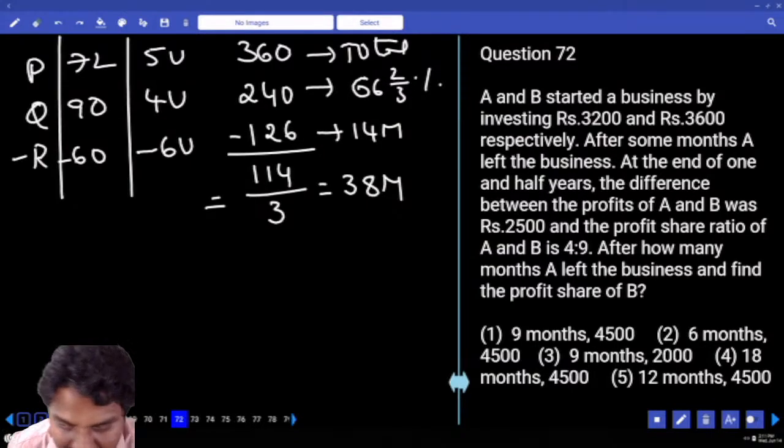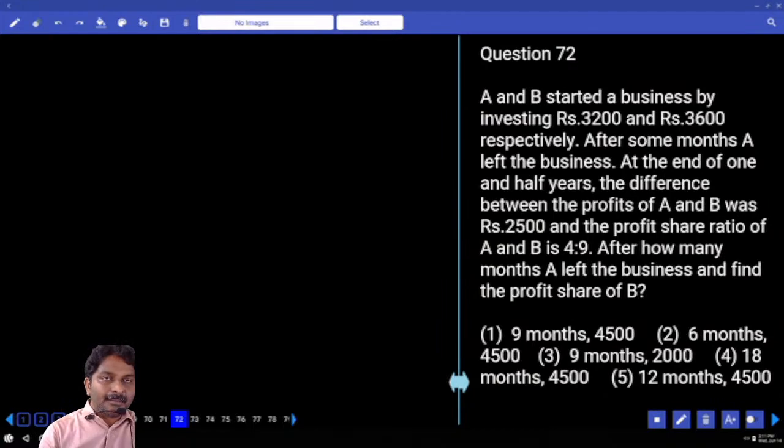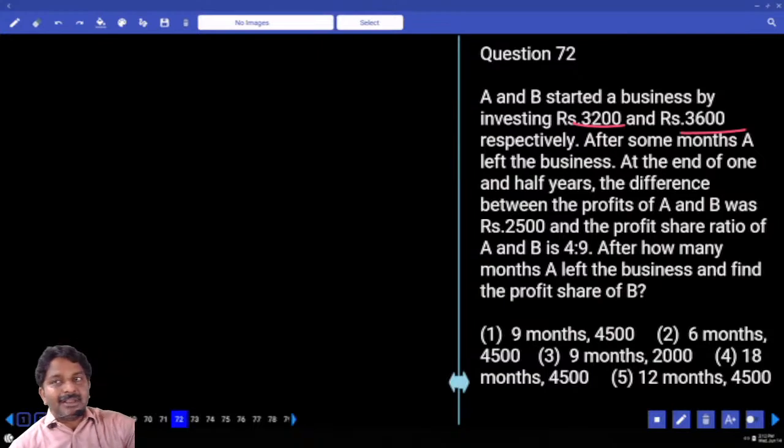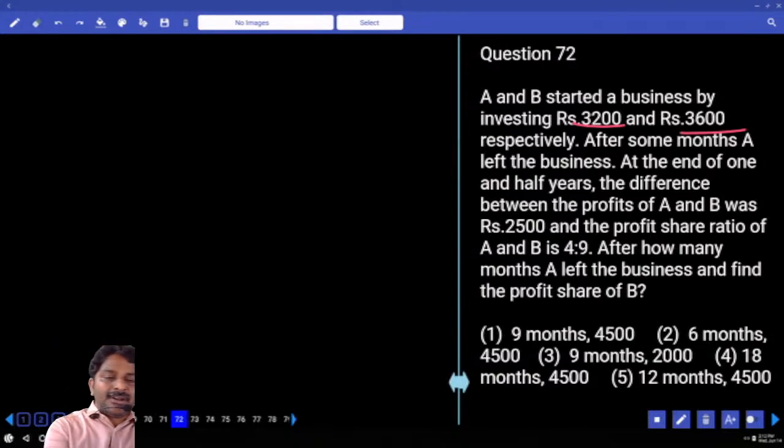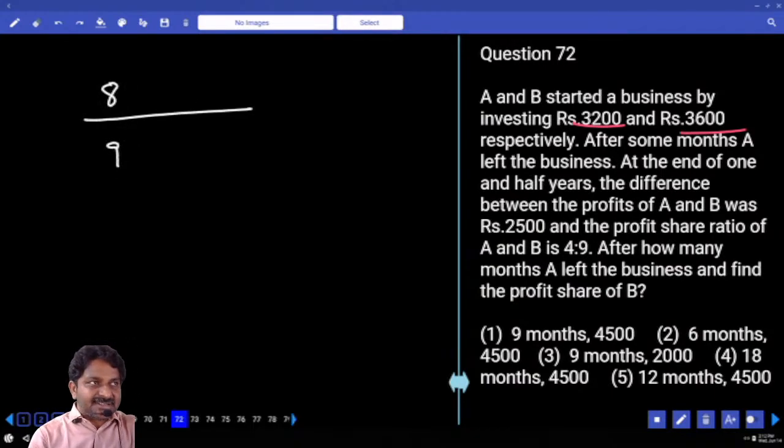Okay, right. So now they both started at the same time, right? When you look at their investments, 2 zeros are common. Remaining numbers are 32, 36. Both are multiples of 4. Simplified values 8:9. 8 parts and then 9 parts. First person is A. Second person is B.